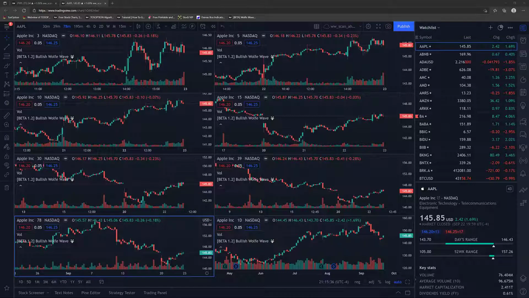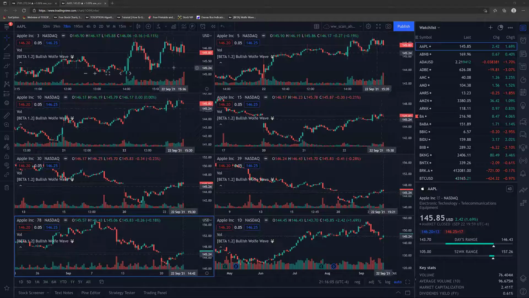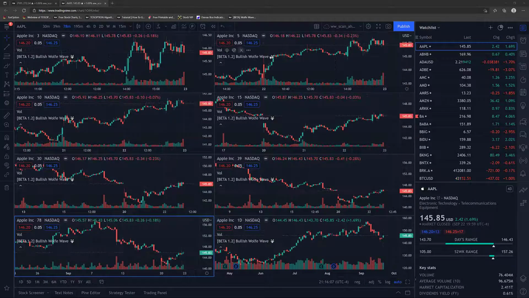Hi everyone, this is another video for making the search for the Wolfe Wave setups a little bit more efficient. Right now I have another workspace in TradingView where there are 8 chart layouts. That's the template with specific time frames that I like to use when I'm trading. This one is set up with the after hours turned off. So we have a 3-minute, 5, 10, 15, 30, 39, 78, and then the daily.